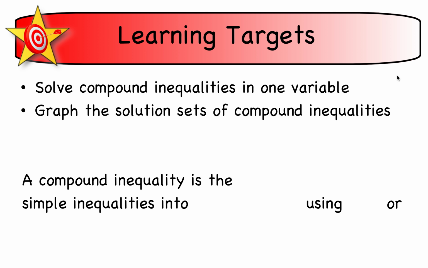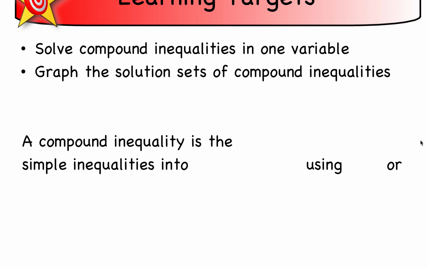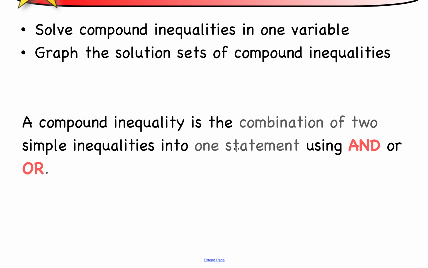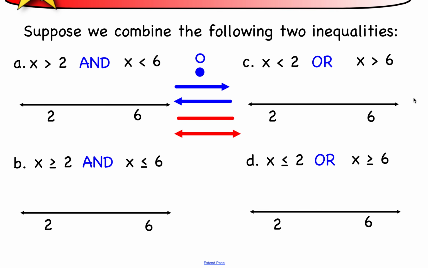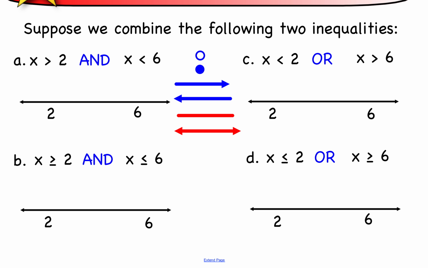So to begin, let's define what a compound inequality is. Basically, a compound inequality is just combining two simple inequalities into a single statement using either and or or. So let's get more specific on what we mean by combining these statements. There are four different kinds of combined inequalities to give us compound inequalities, and these are demonstrated here and on the next slide. Let's go ahead and explore what they mean specifically.